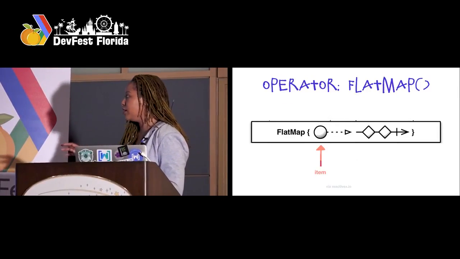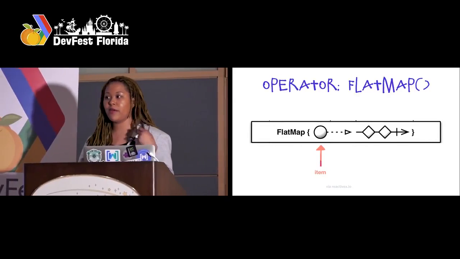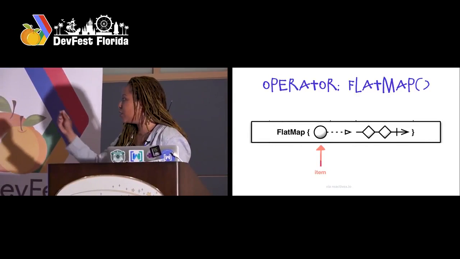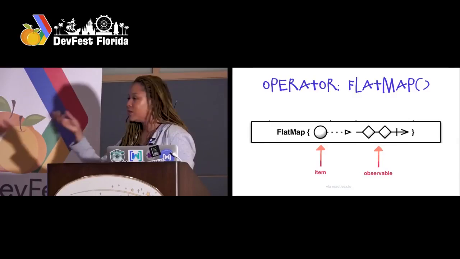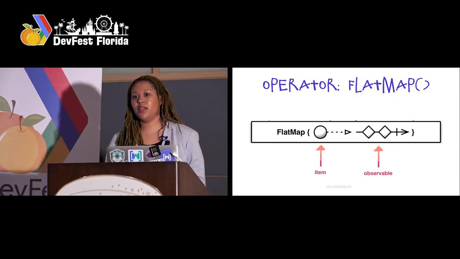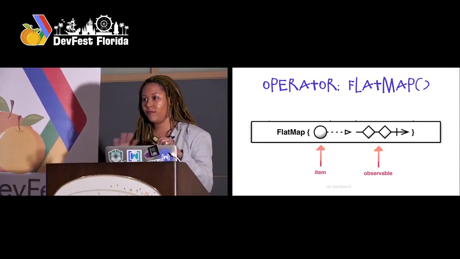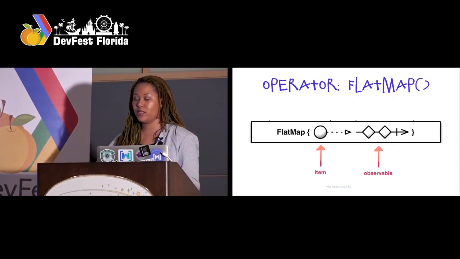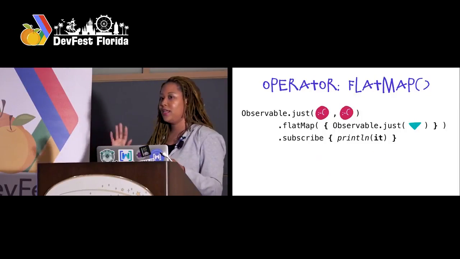So if we look closely, the first thing to notice about the flatMap transform function is that it goes from an item to an observable of potentially another item. And that is really important, because then it's going to flatten those emissions out into one single line. So let's look at it in action.